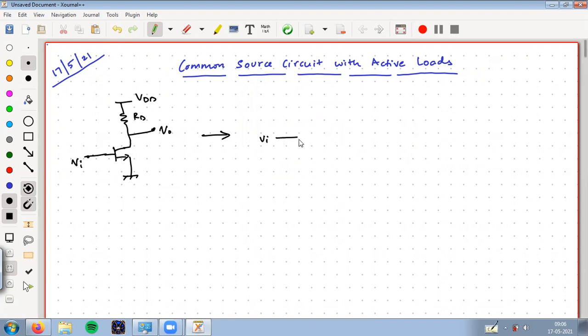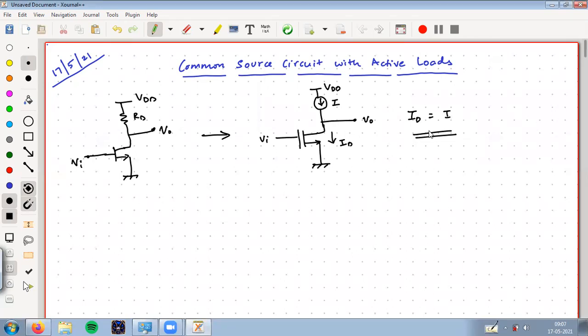This is VI. This is my NMOS. Here I will have my VDD. Here I will have a current source, and this is V0. Now this is biased in such a way that whatever current is flowing through the MOSFET, ID, is always I. So instead of using an RD, I use a current source which has a current I. The current I will be the same as the drain current, right?